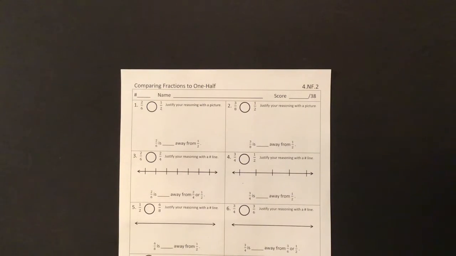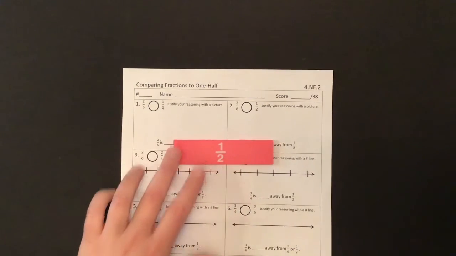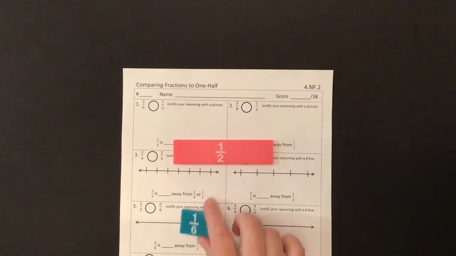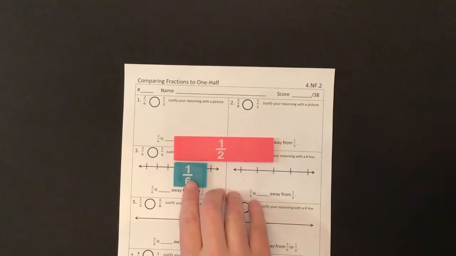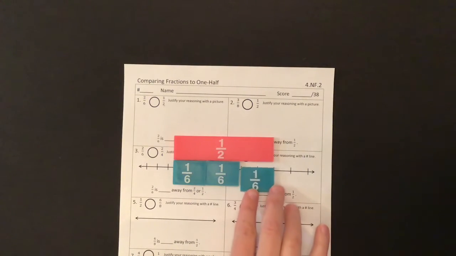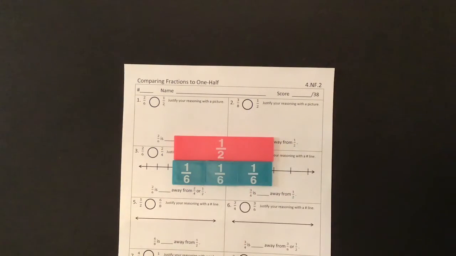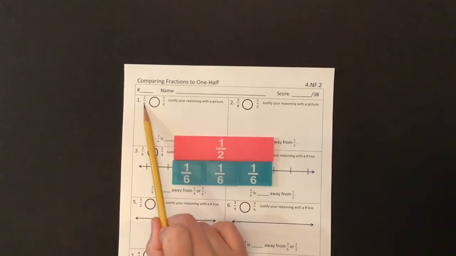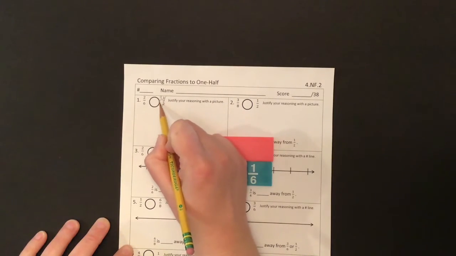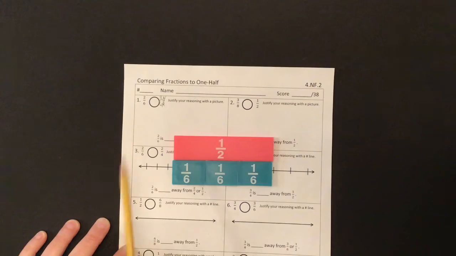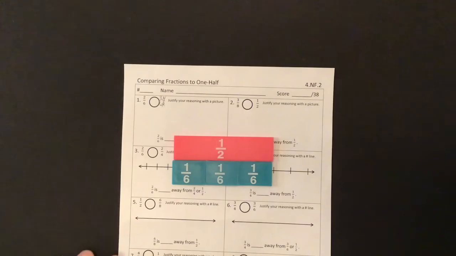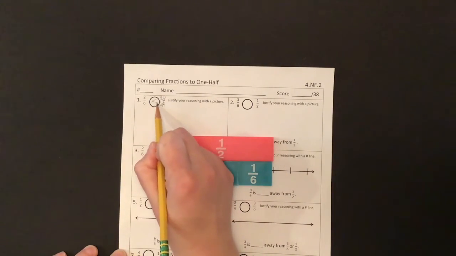Now, if we're using fraction bars, I can think about how many pieces it takes to make 1/2. One half is equal to 3/6, so I can use that to help me compare. I can change 1/2 to 3/6. And then I can see that 2 pieces are less than 3 pieces. So 2/6 is less than 3/6.